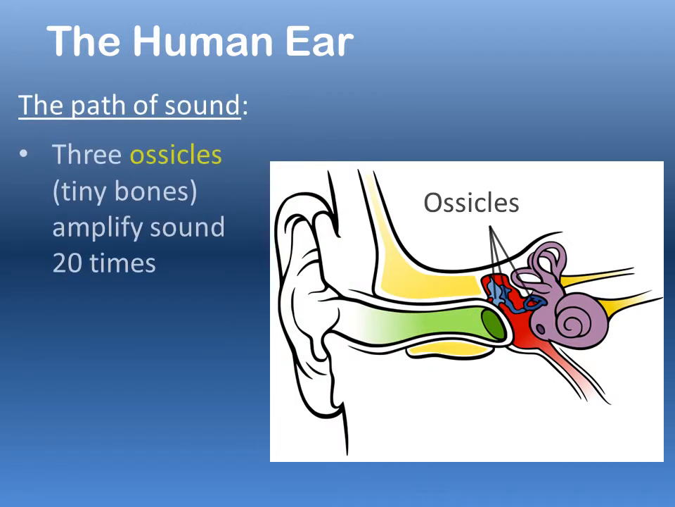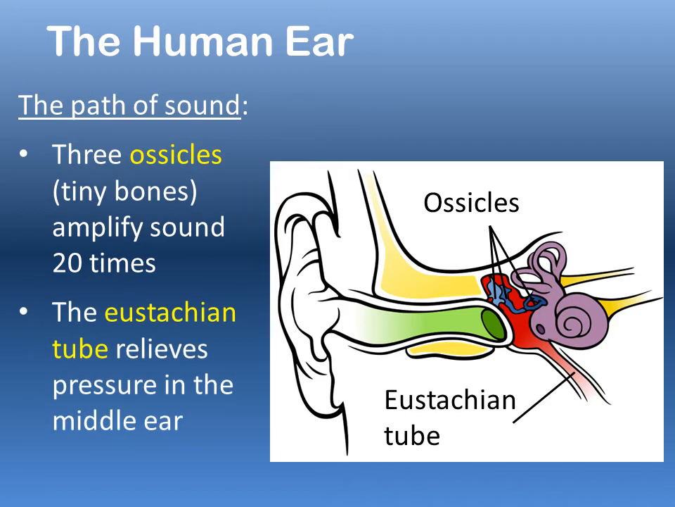In the middle ear, we have three ossicles, these very tiny bones, and they serve to amplify the sound that comes through about 20 times. And they do that by vibrating themselves and vibrating against each other to bring up the amplitude of the sound.